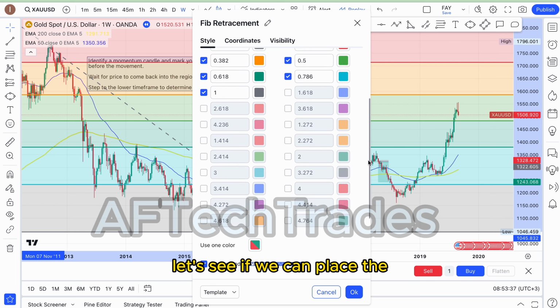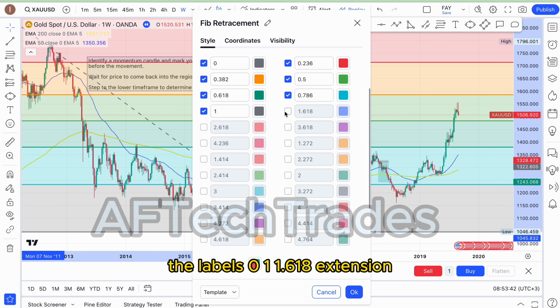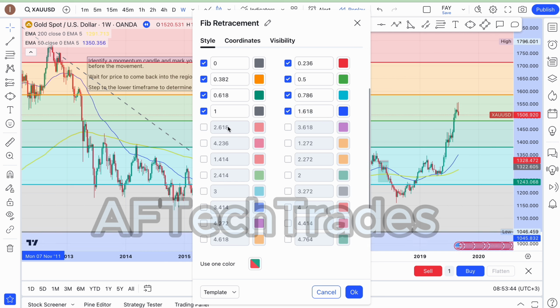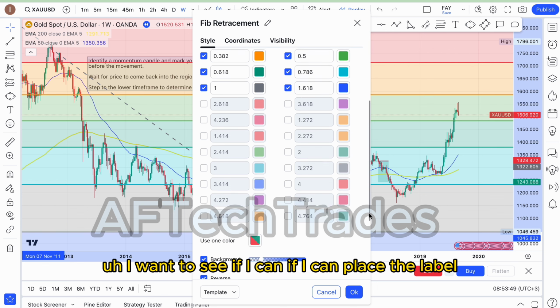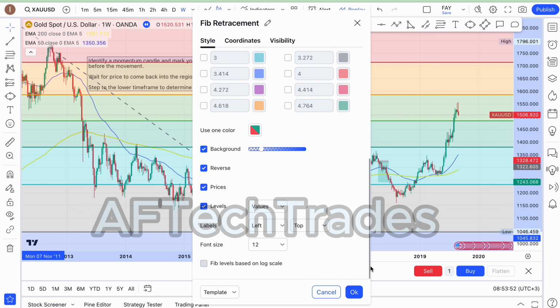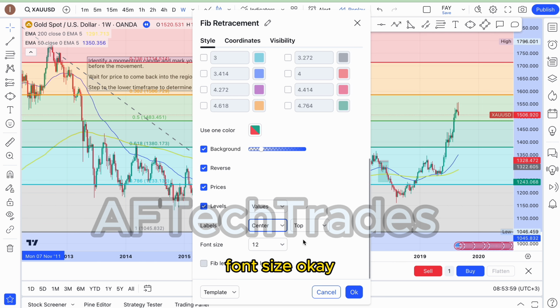Let's see if we can place the labels 0, 1, 1.618 extension. I want to see if I can place the labels in the middle so that we can see them as we go. Okay, font size. Now make it a little more transparent so that it will not block. Yeah. Okay.